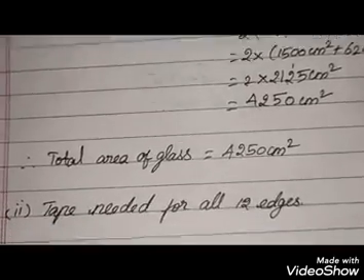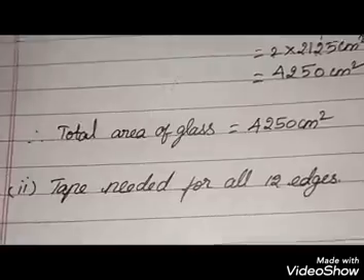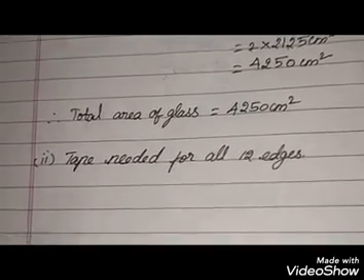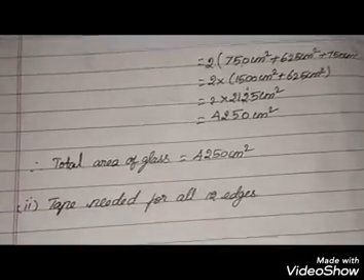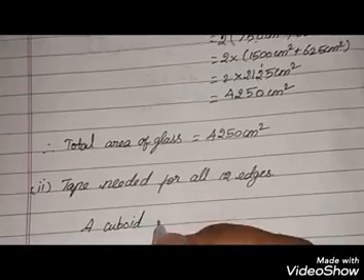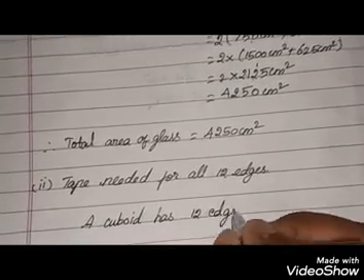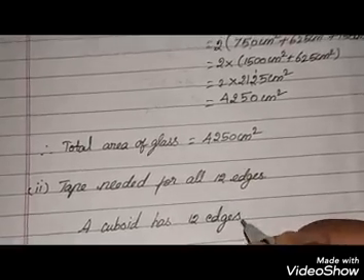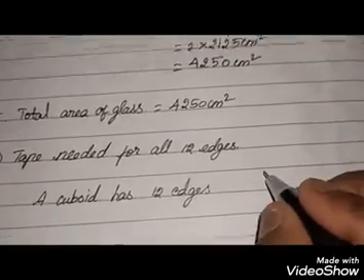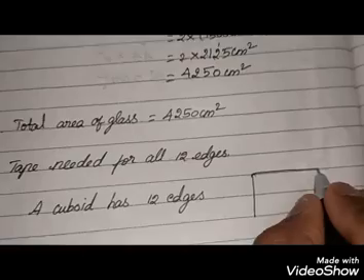What we have to find out next? We need to find out the length of the tape, tape needed for 12 edges. First you have to draw what the edges are. A cuboid has 12 edges. What are the 12 edges? You know the dimensions, length, breadth, height, but what are the 12 edges? So I just draw one cuboid shape.